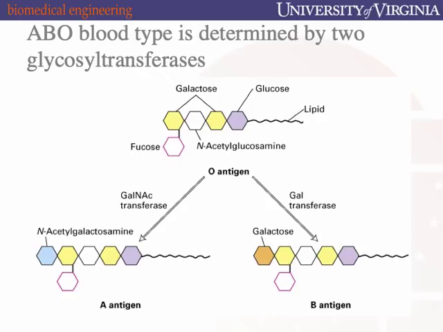I'm going to see if I can preempt your question, because it comes up every year. The Rh factor, the other thing that's important for blood type, doesn't have anything to do with sugar modifications. It's a chloride transporter. It has a bunch of polymorphisms on it. But the A, B, and O intimately depends upon sugar modifications.